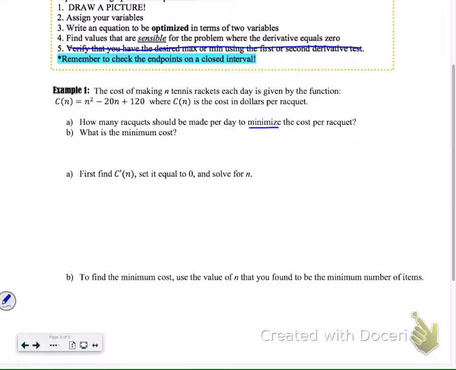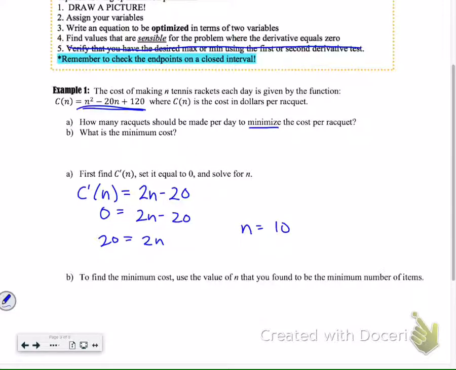So first we're going to find that derivative, and we're going to set it equal to 0 and solve for n. So C prime of n would be 2n minus 20. Okay, so that's pretty easy. Now set it equal to 0. What's going to give me that minimum value in this case? We're going to add 20, and we end up with n equals 10.